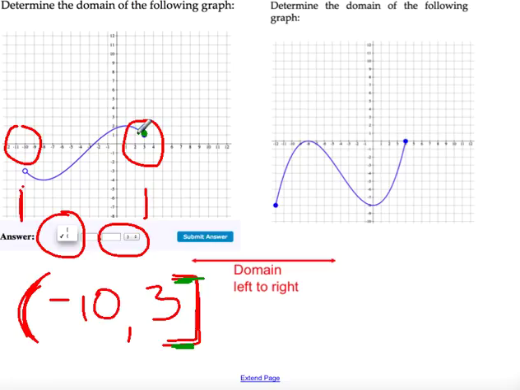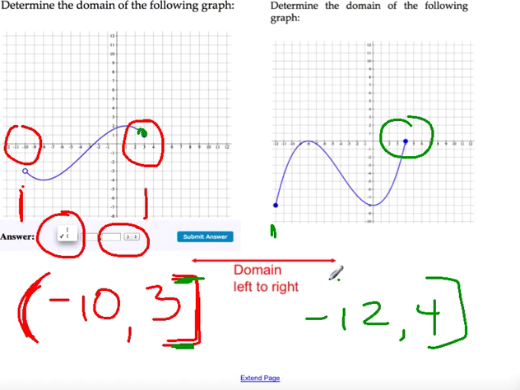So let's look at this next example. The number furthest on the left is -12, and the number furthest to the right is at +4. Because they both have closed circles, we're going to have brackets on both. Okay.